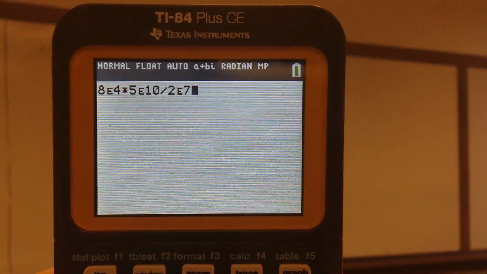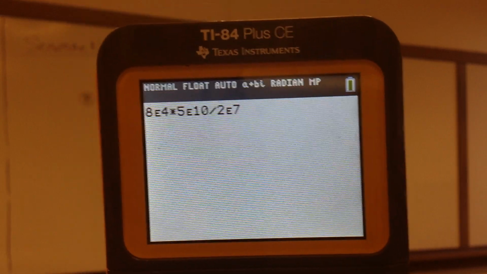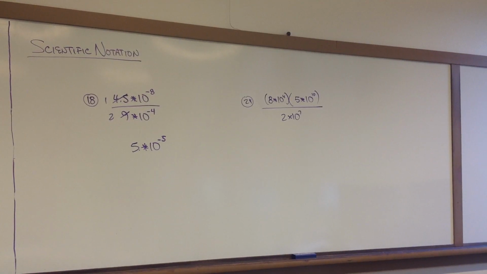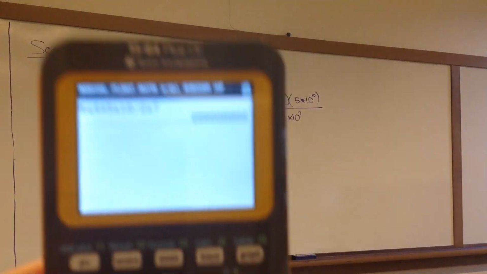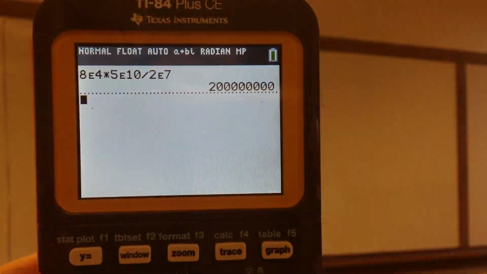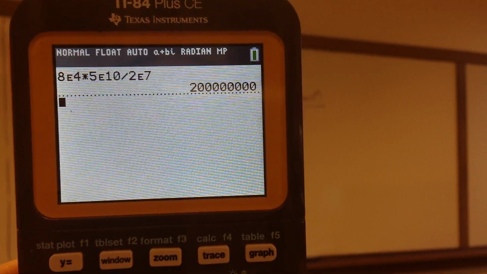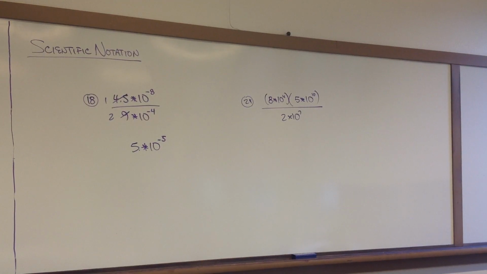And there it is. So 8 times 10 to the 4th times 5 times 10 to the 10th divided by 2 times 10 to the 7th. And what do we get there? Oh, well, let me show you this. So here's the problem, very common to run into this. My answer is not in scientific notation. All right, well, I'll write it down and then I'll turn it into scientific notation.